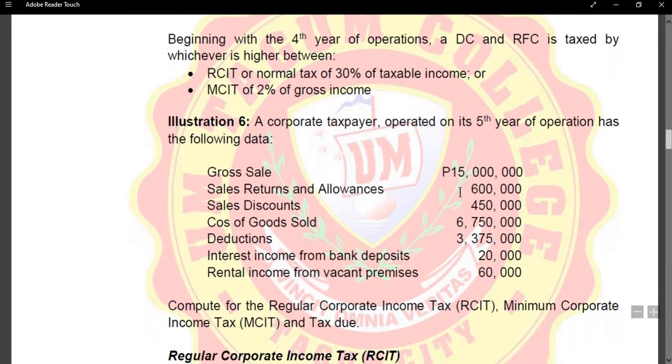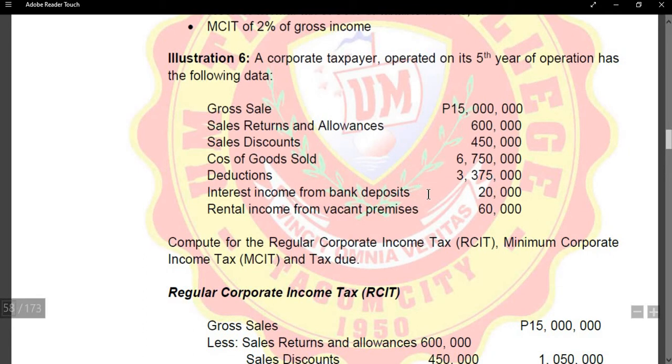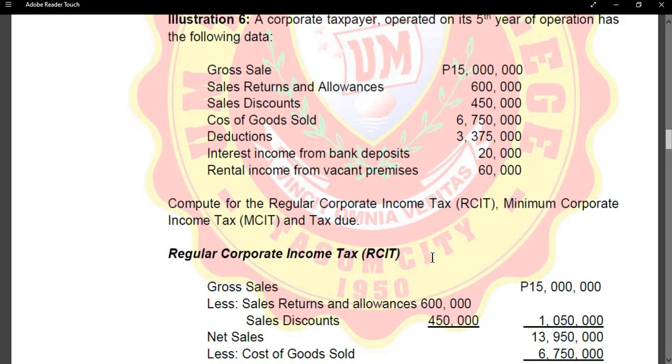So, the following data: gross sales, that's 15 million, less returns, allowances, and discounts, cost of goods sold, of course, deductions, interest income from bank deposit and rental income from vacant premises. So remember that interest income from bank deposits will not be included in the computation of the gross income because interest from bank deposits is subject to final tax because it is a passive income. Okay? So compute for the regular corporate income tax and the minimum corporate income tax and the tax due.